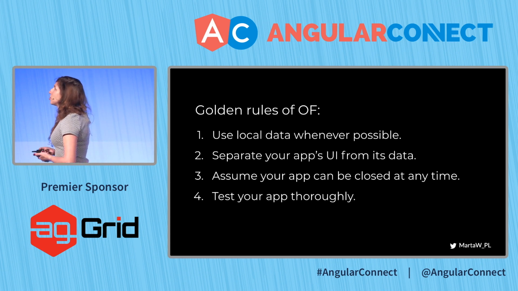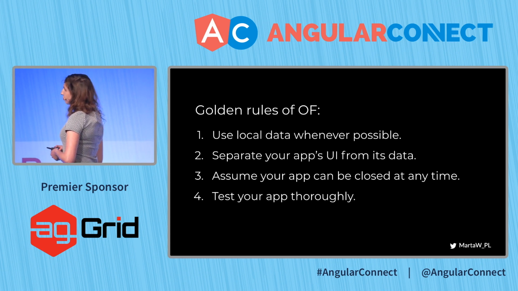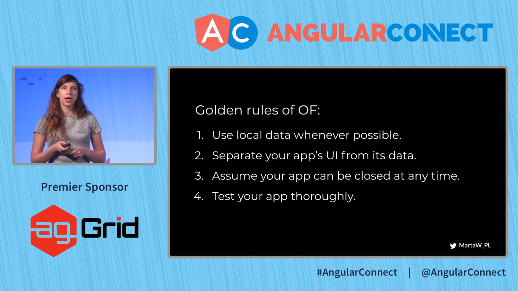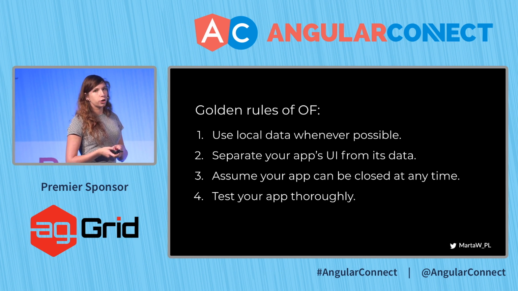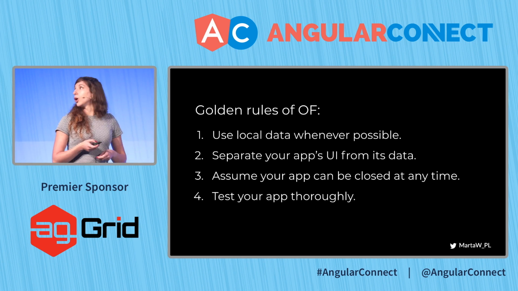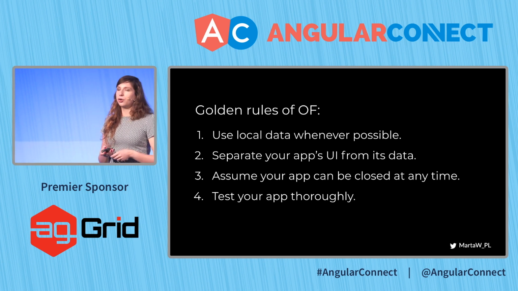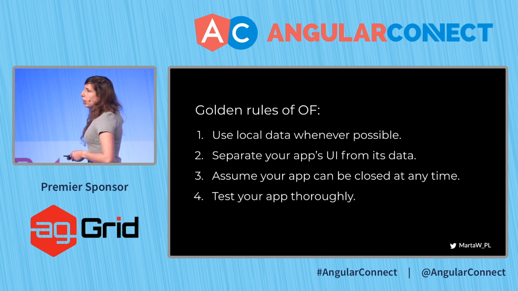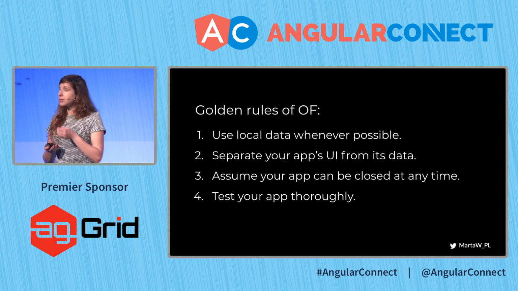And there are golden rules of the offline first approach. The first one, we should use local data whenever it's possible. So you can use XMLHttpRequests to get network requests, and you can store it locally. And you have a few possibilities to do this. For example, you have Cache API, IndexedDB, and other offline storages.